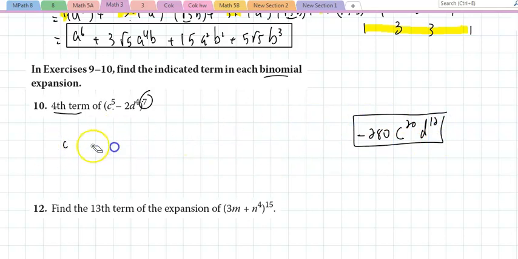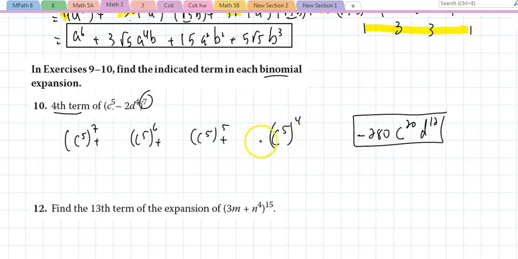I'm going to rewrite this really quick. So here I rewrote it. And that means negative 2d to the fourth must be raised to the third power. And that means in front of it, I must have a 7 factorial over 4 factorial, 3 factorial. And that's the term.